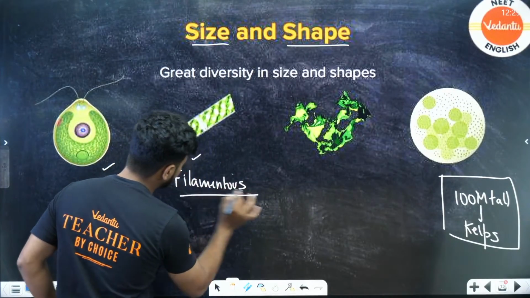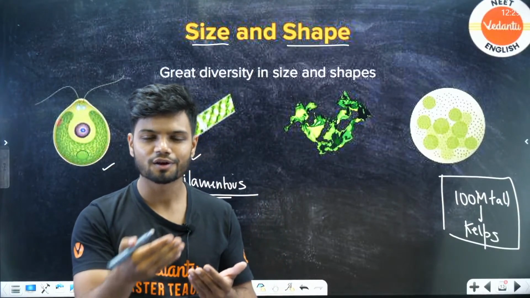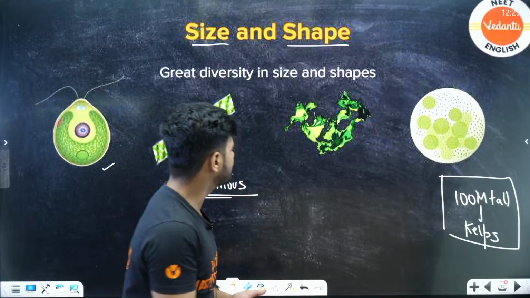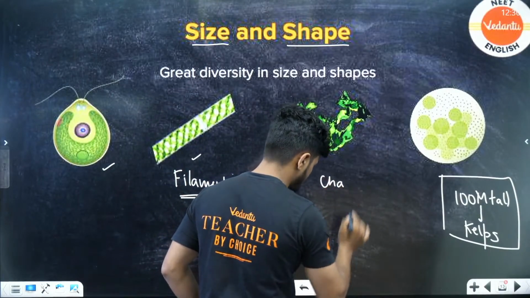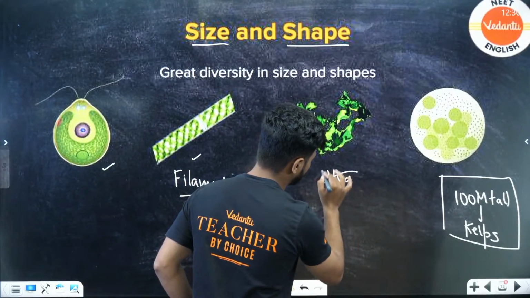Examples are very important. In filamentous algae, we have Ulothrix as well as Spirogyra. Then we have Chara here. This is not Chara. This is Alva. Not in your NCERT, don't remember this.